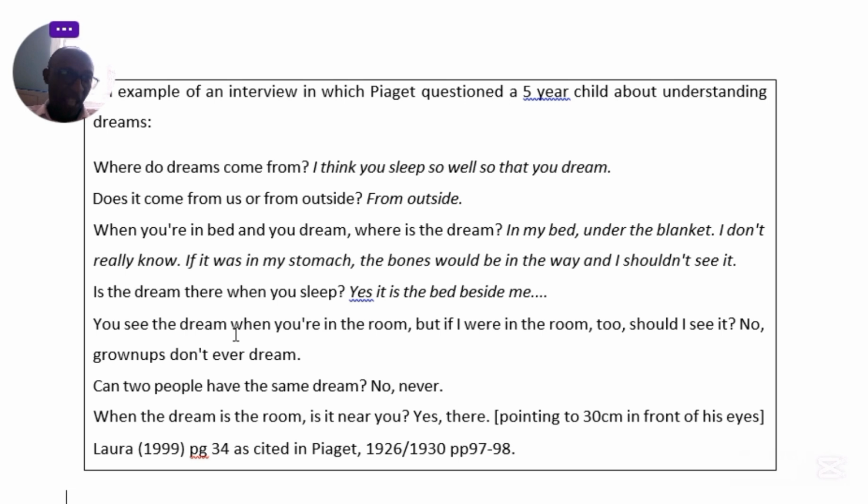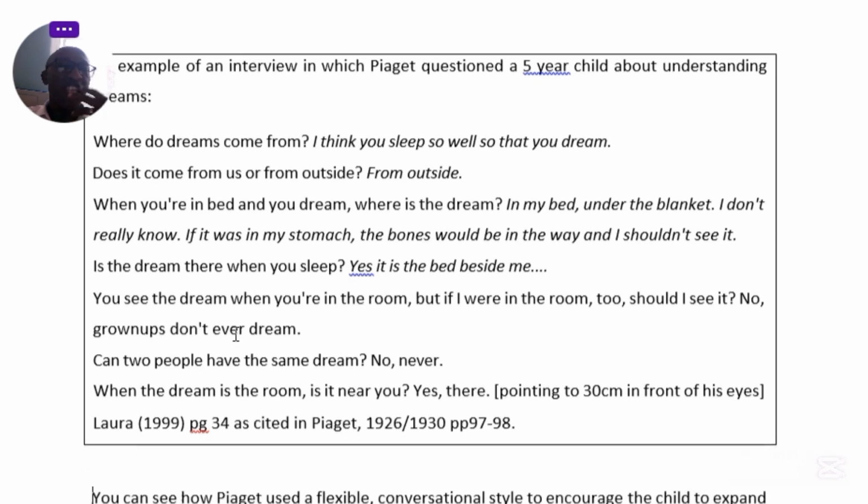So he was interviewing this 5-year-old and asking him questions like, where do dreams come from? And you notice the child's comment, I think you sleep so well, then you can dream. Then he asked this child, do dreams come from us or from outside? And his perception was from outside. And so he says, when you are in your bed and you dream, where is the dream? And the child says, in the bed, under the blanket. So this is an interview.